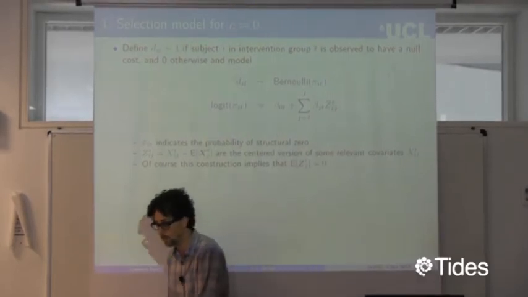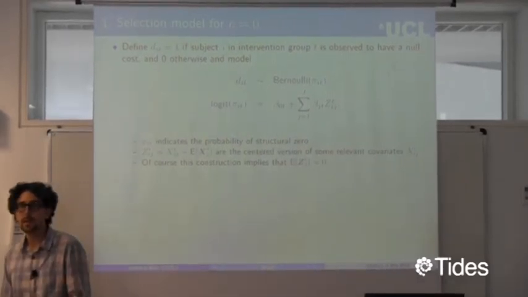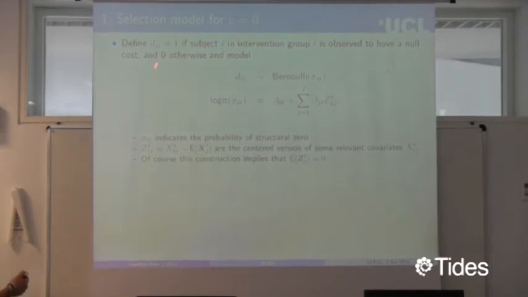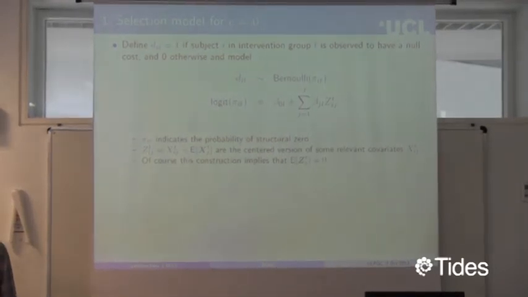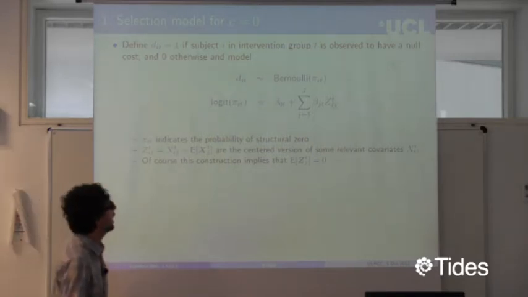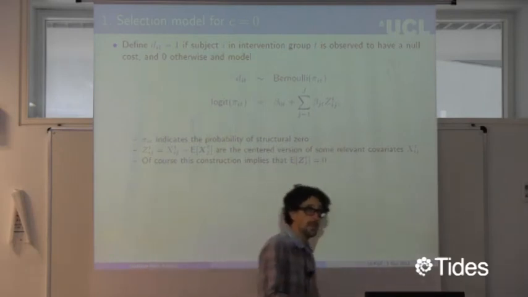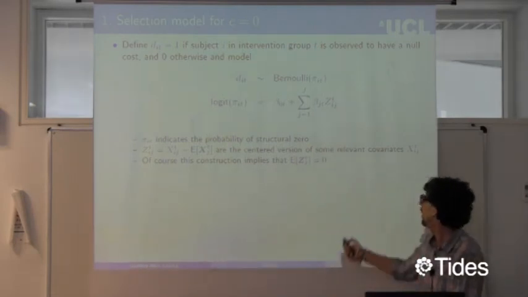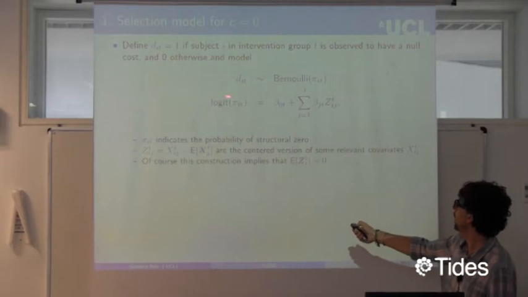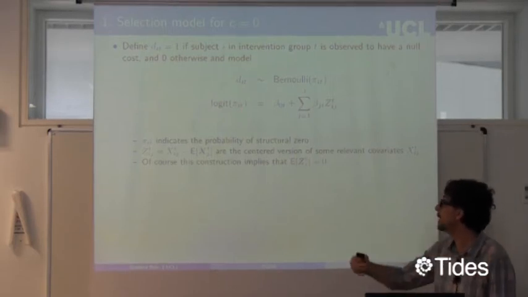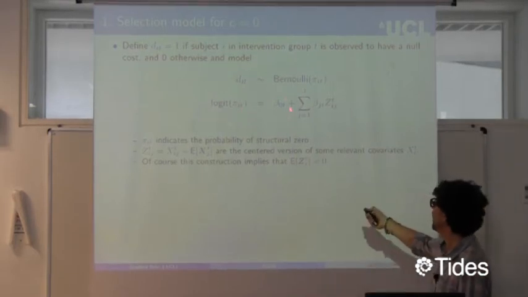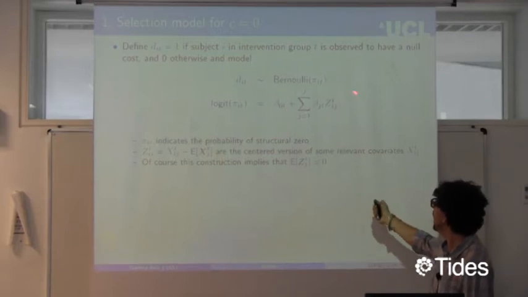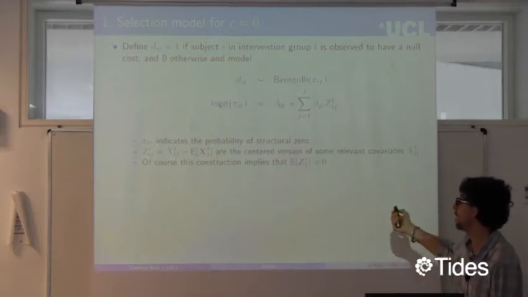Okay, you don't have to do it as a logistic regression. You can use probit models. You can do anything you want, really. The point is that you do have an outcome variable in this case, which is a binary indicator. It takes value 1 if the observed individual has a zero cost, and 0 if they have a positive cost. And you can model it that way, so you have a logistic regression on the probability of a structural 0, depending on some intercept, and if you have them, some covariates.